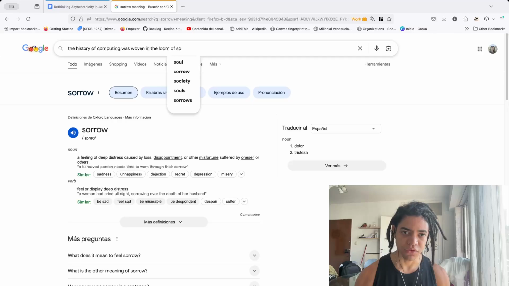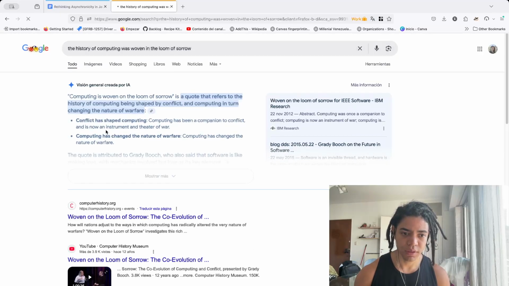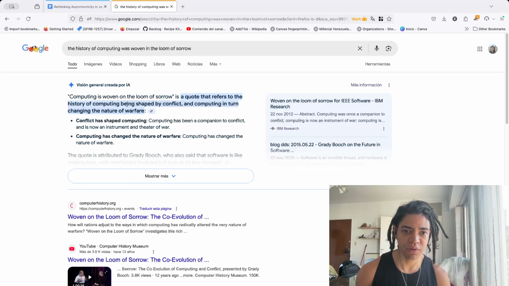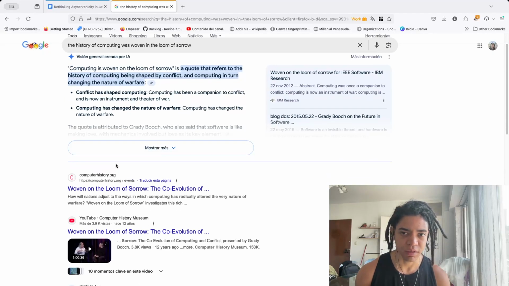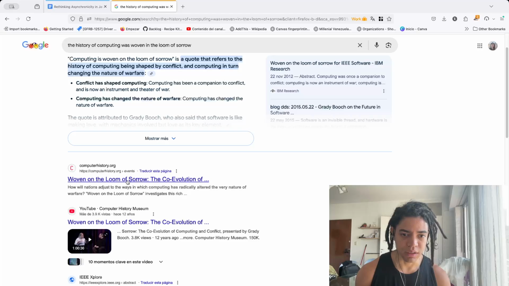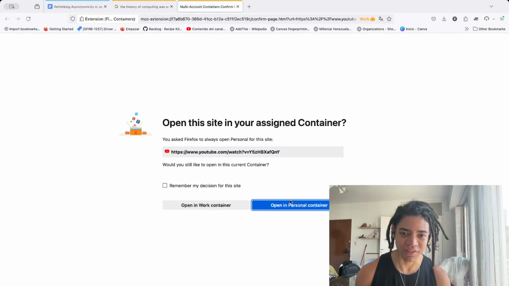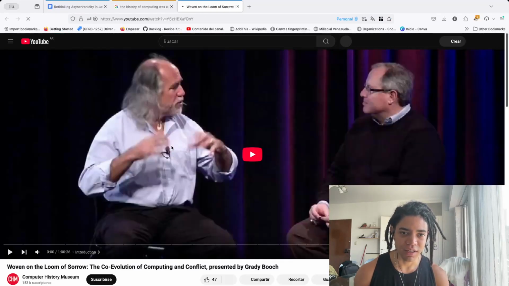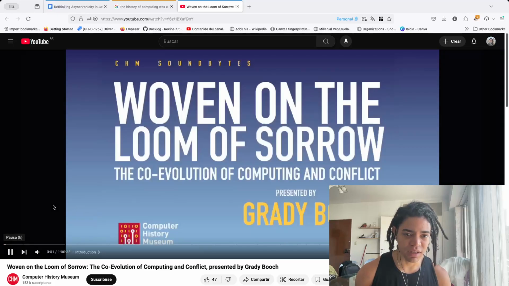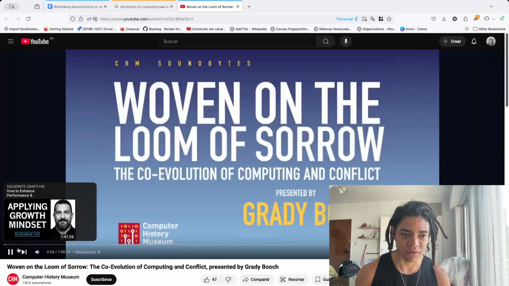In the loom of sorrow. Woven in the loom of sorrow is a quote that refers to the history of computing being shaped by conflict, and computing, in turn, changing the nature of warfare. I think this is a concept that comes from, exactly, that's interesting. Grady Booch mentioned that, and this kind of thing is important to understand.